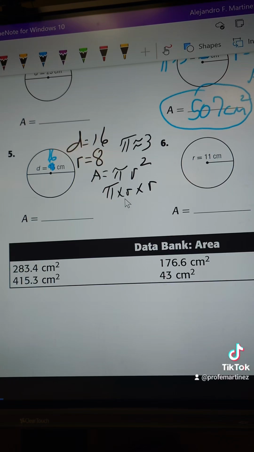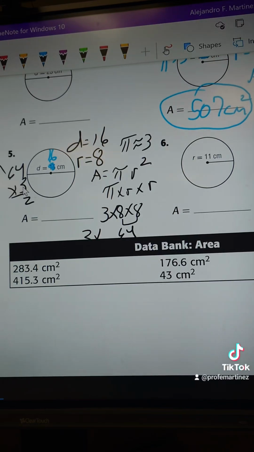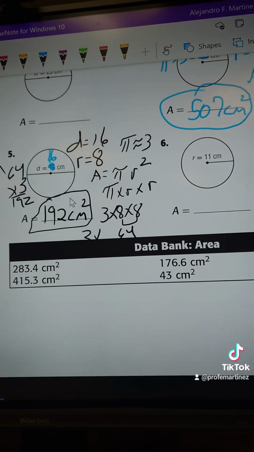I'm going to substitute the numbers. Pi is 3. The radius is half of the 16, which is 8. So 3 times 8, and then times the radius again. 8 times 8 is 64. And so 64 times 3. 4 times 3 is 12. Carry the 1. 6 times 3 is 18, plus 1, 19. So my answer is 192 square units. You must put the little square units.